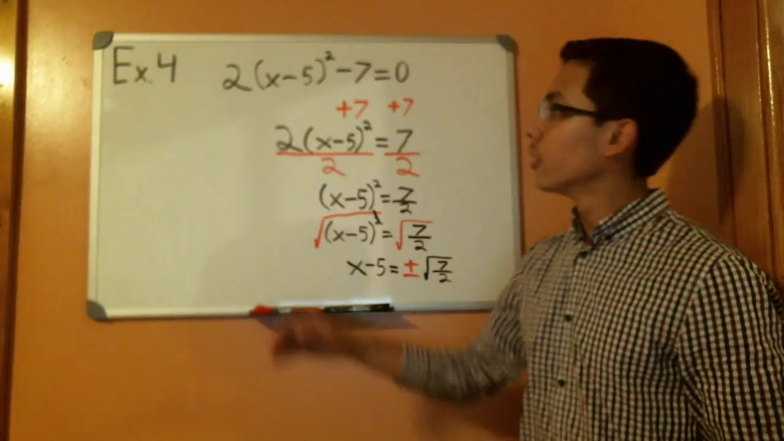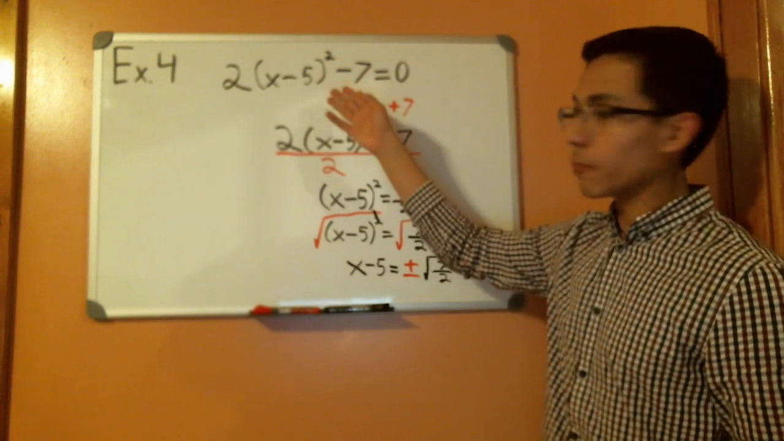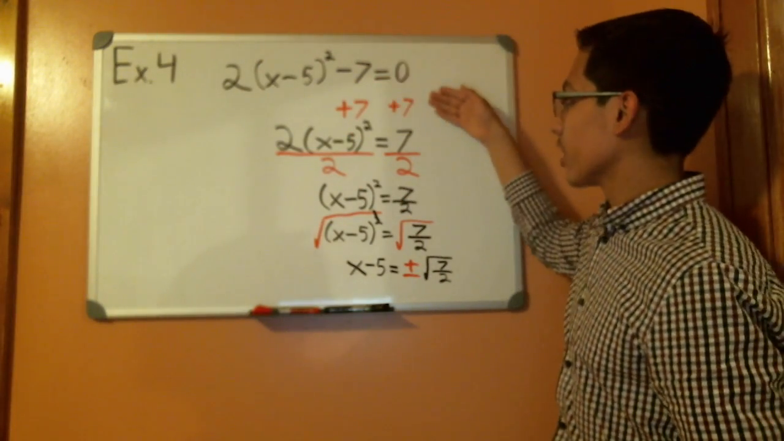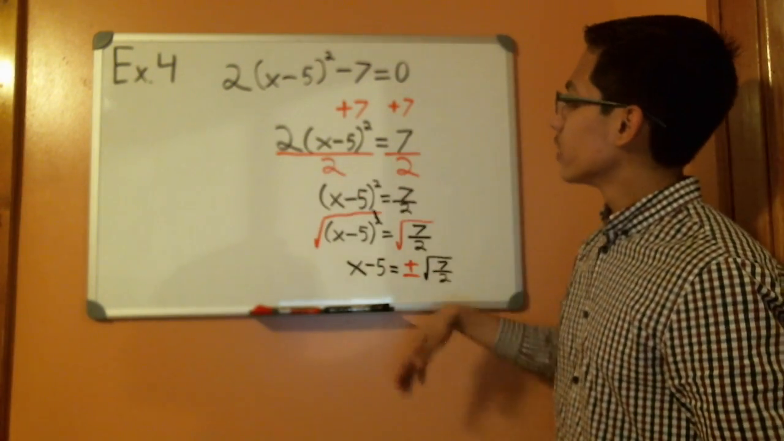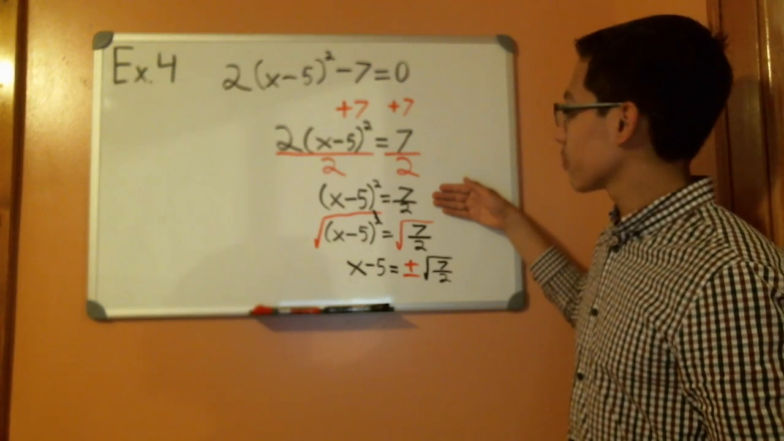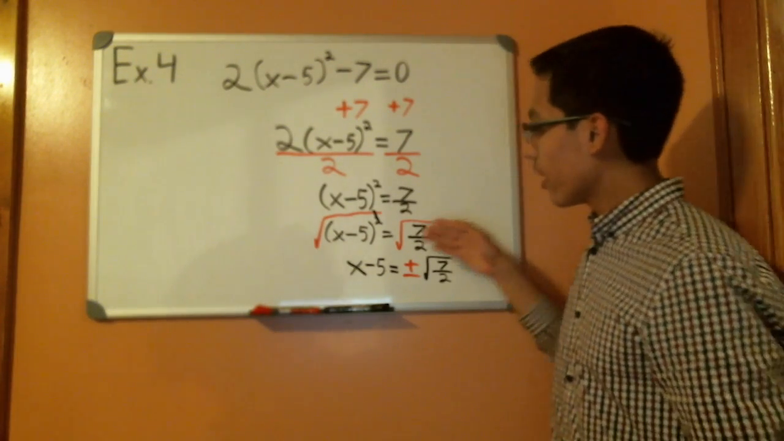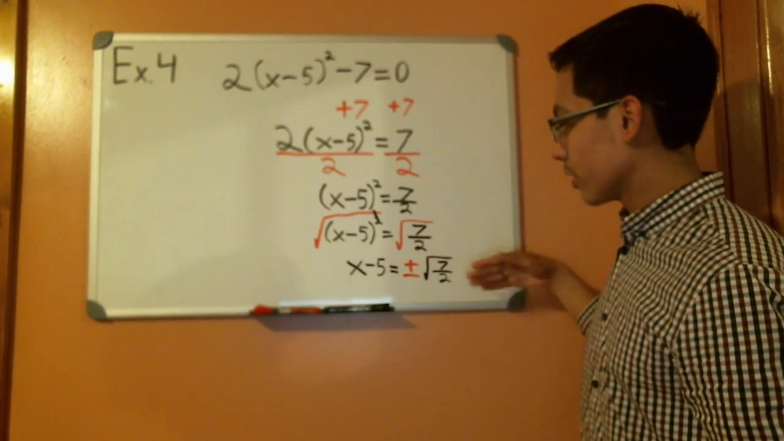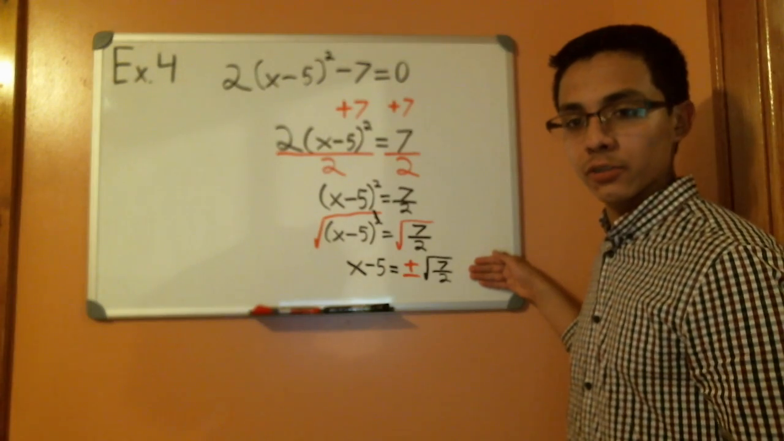Example 4. When given 2 times the quantity of x minus 5 squared minus 7 equals 0, the first step is to add 7 to both sides. Then you would divide both sides by 2 to cancel out the 2. You would then get the quantity of x minus 5 squared equals 7 over 2. And then let's apply the square root on both sides to cancel out the square. You would then get x minus 5 equals plus or minus the square root of 7 over 2.